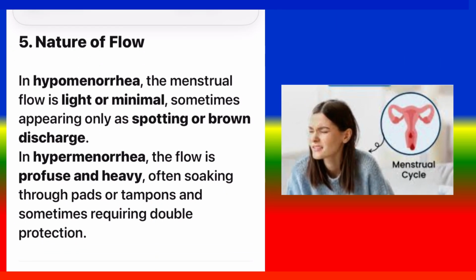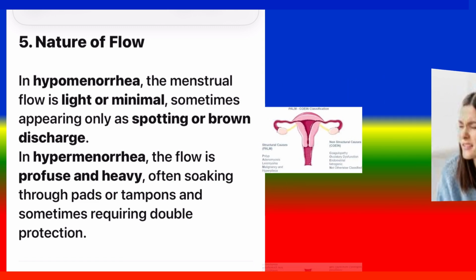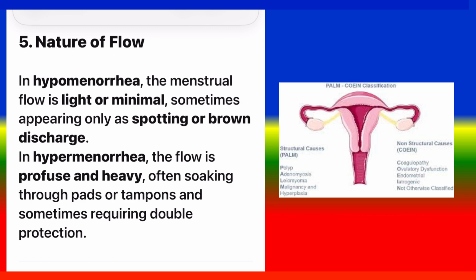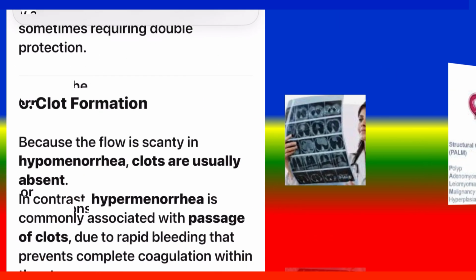5. Nature of flow. In hypomenorrhea, the menstrual flow is light or minimal, sometimes appearing only as spotting or brown discharge. In hypermenorrhea, the flow is profuse and heavy, often soaking through pads or tampons, and sometimes requiring double protection.